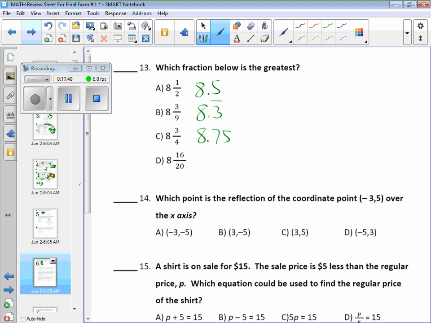And 16/20 reduces to what fraction? Which is point what? 0.8. And so therefore now 0.8 is your greatest. Okay? I spotted 16/20, and I knew that 1/3, or like the 3/9, was just less than all the others. You could do it that way.